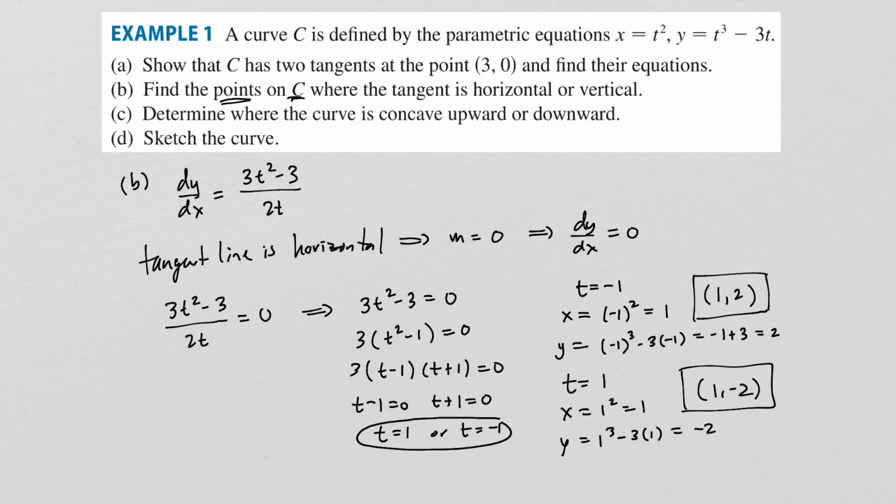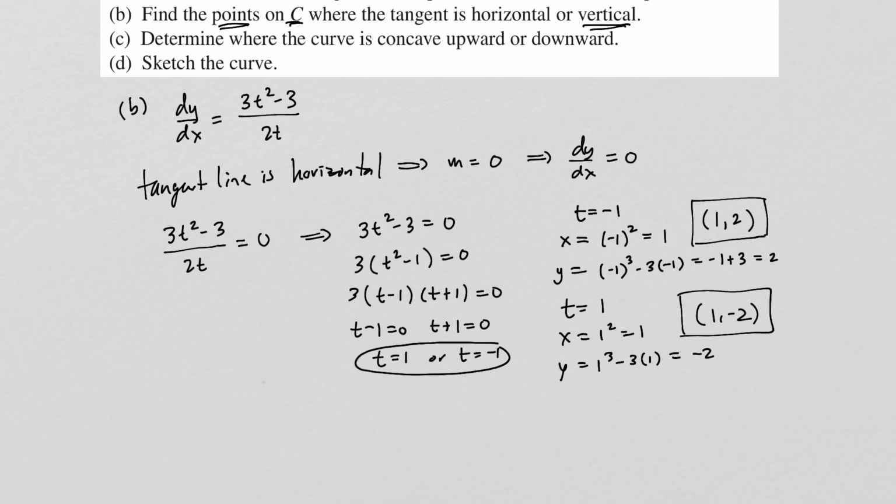Now, where is the tangent line vertical? Well, a vertical tangent occurs usually when the derivative of a function is undefined, or when the derivative goes infinite. So we have to just take a look at our derivative. So for the vertical tangent, we need dy/dx basically to go to infinity.